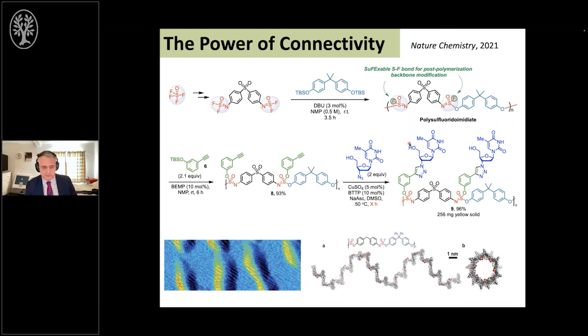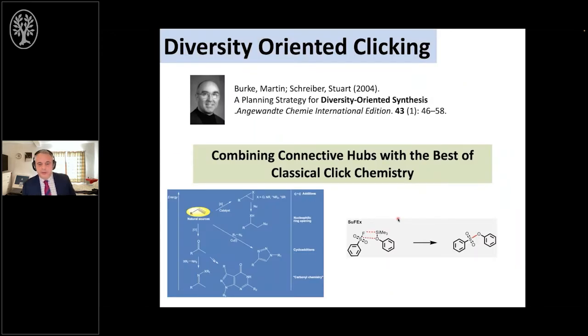But more than that, we actually have an interesting structure too. These polymers tend to be helical. And you can see this reflection of that here. So that's just an example of how you can get to novel materials very rapidly through this connective approach. We've made probably 50 different polymers now using this kind of chemistry, and they all work very well. Okay, so I'm going to focus on diversity-oriented clicking today and focus on lead-like discovery.